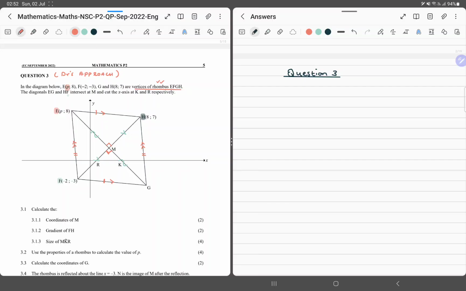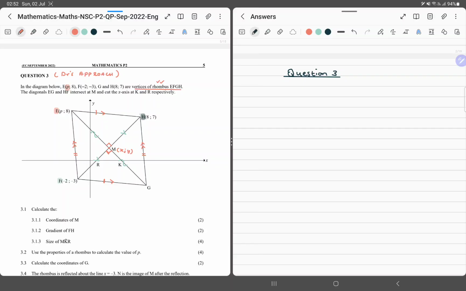Now we're told the diagonals EG and HF intersect at M. So M is the common point, okay? So that's the midpoint. And they cut the x-axis at K and R respectively, so we can see those points. Fine, what can we do? Since we've got 2 points, F and H, we can actually determine the coordinates of M easily. And then, because it is an average between those 2 points, we can use them to find the gradient of that line as well as its equation.